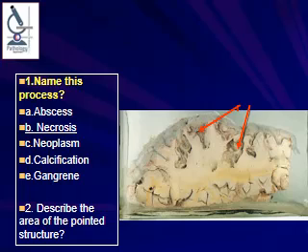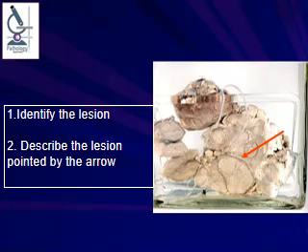Describe the area of the pointed structure. We have multiple cystic spaces surrounded and traversed by glial tissue, giving what we call honeycomb appearance. This is a form of liquefactive necrosis occurring in the brain. Identify the lesion. Tuberculous lymphadenitis.